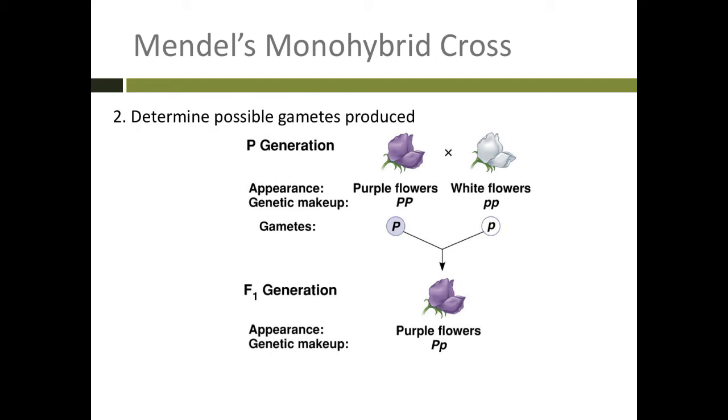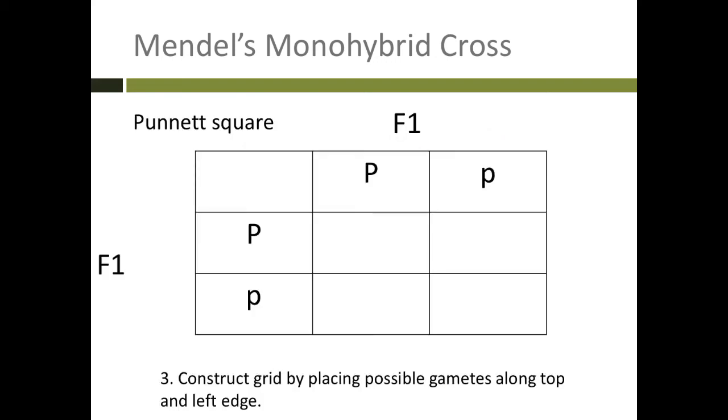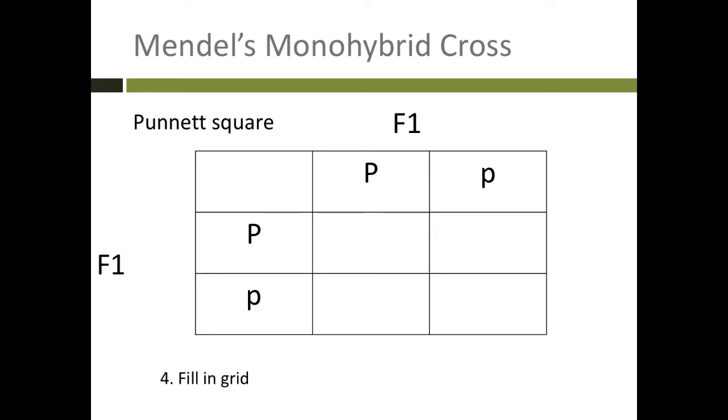The second step in creating the Punnett square is to determine the possible gametes. Since each parent has a genotype of big P, little p, each parent can produce a gamete with either a big P allele or a little p allele. Next, you construct the square with the cross of the F1 generation. We fill in the top and left edges of our square with the possible gametes produced. Filling in the grid would give you this.